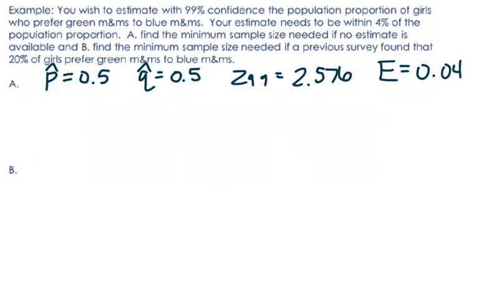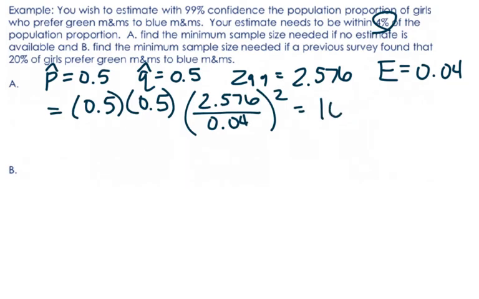So P hat is going to be 0.5 because you have a 0.5 chance of picking up green and then a 0.5 chance of picking up blue. So that's why P hat is 0.5, Q hat is 0.5. Z99 is going to be 2.576, looking at your table, and then E is going to be 0.04 right there. And now I'm going to plug it into the formula. I'm going to plug that all in my calculator, and I should get this number right here.